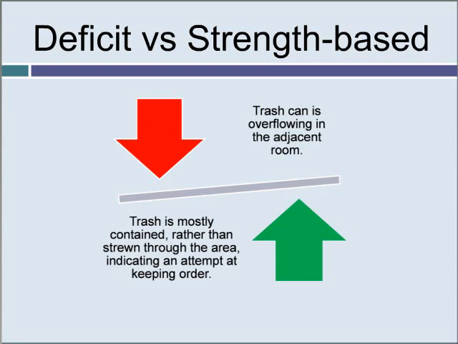Deficit versus strength-based. The trash can is overflowing, as we noticed earlier, but it indicates that mom has made an attempt at keeping order. Is there a reason why she's unable to empty the trash more often? Maybe the trash pickup area is at a distance from her apartment and she feels she cannot leave the children alone for the length of time it would take her to take out the garbage. Perhaps you can help her brainstorm a way around this difficulty.